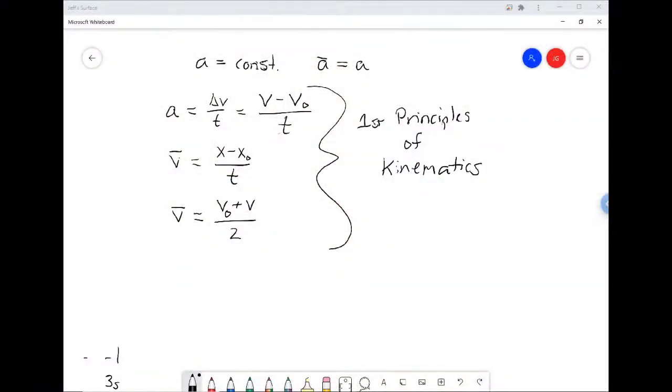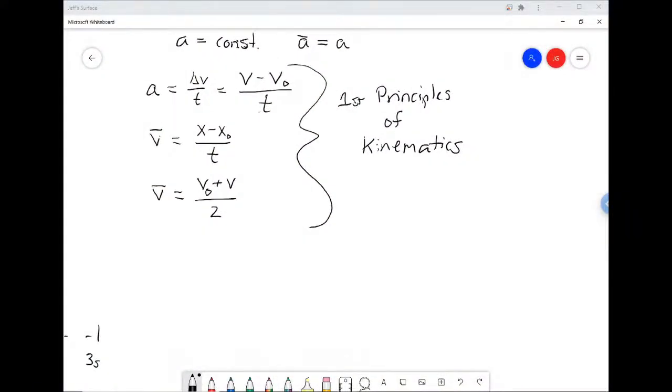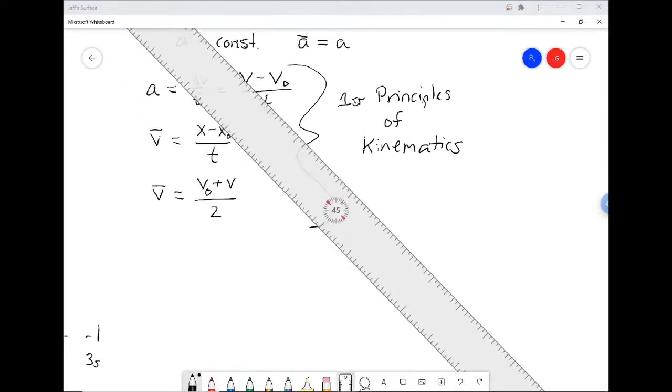So I think I'll just rewrite these. So another way you could write the first equation, it's oftentimes written like this. Instead, well, that's weird. What have I done?